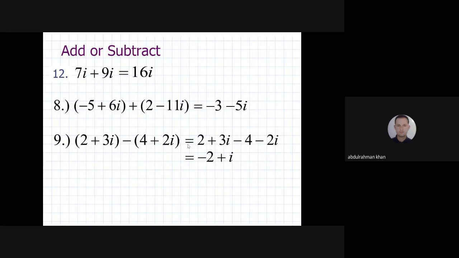Another way is 2 plus 3i, bracket open, minus will enter here, minus 4 minus 2i. These are the steps: real part with real part, and imaginary with imaginary. The answer stays the same.